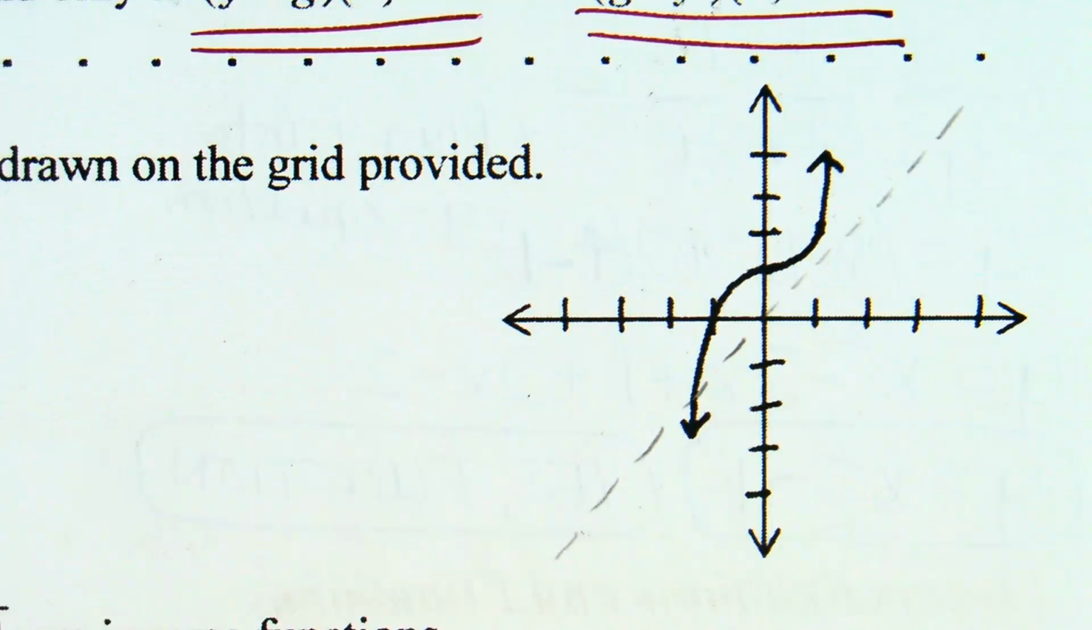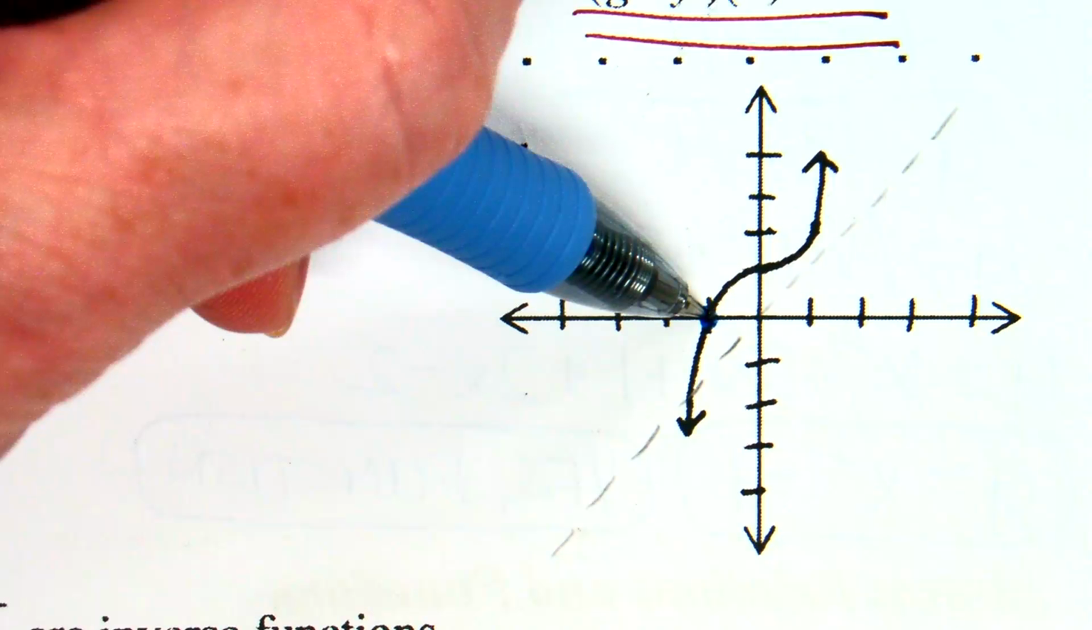Negative 1, 0. So if that point is negative 1, 0, what's the inverse of negative 1, 0? 0, negative 1. Flip the order. So if it was negative 1, 0, it's now 0, negative 1. So I'm going to put a point down there at 0, negative 1. So that's a new point I'm going to have.